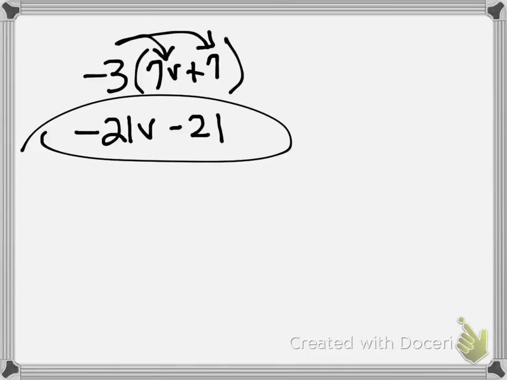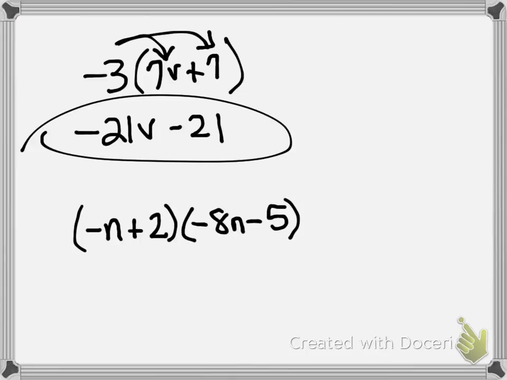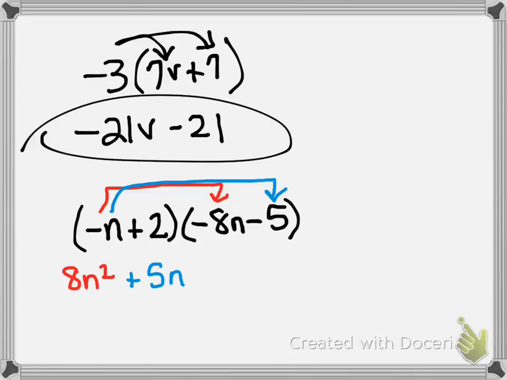Well, when you multiply polynomials, usually we're talking about two binomials. So it's the same basic property. You're going to distribute the n, and that would give you an 8n squared, because a negative times a negative is positive. Then you're going to distribute that same n to the second term, just like in distributive. That would give you a positive 5n.